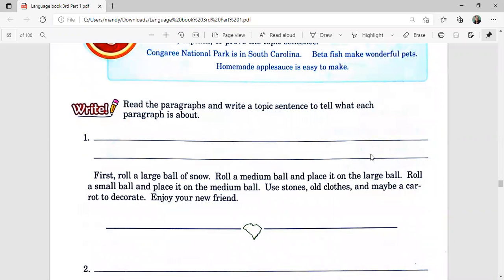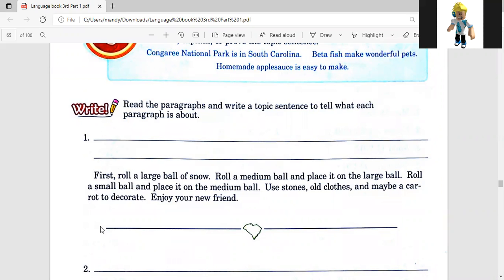Aaron, help me please. And you read this first paragraph. Number one. Good morning, Miss. Good morning, Aaron. First roll a large ball of snow. Roll a medium ball and place it on the large ball. Roll a small ball and place it on the medium ball. Use stones, old clothes, and maybe a carrot to decorate. Enjoy your new friend.